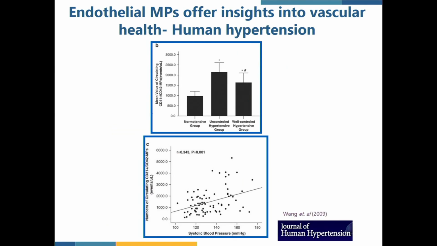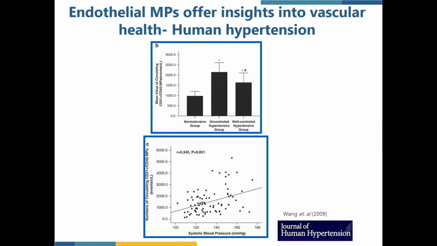This is recapitulated in human disease. This is a study from Wong, a couple years after us, right around the same time as us, where they showed that uncontrolled hypertensive patients had increases in circulating endothelial microparticles. They also showed that if you treat with antihypertensives and control blood pressure, you get a reduction but not a normalization of endothelial microparticle levels.